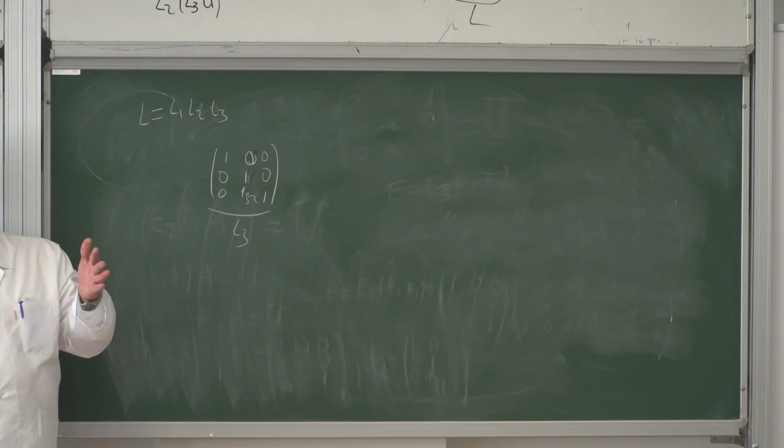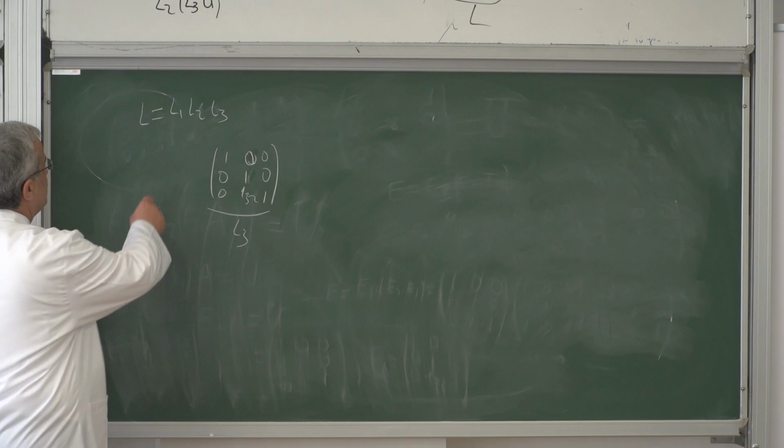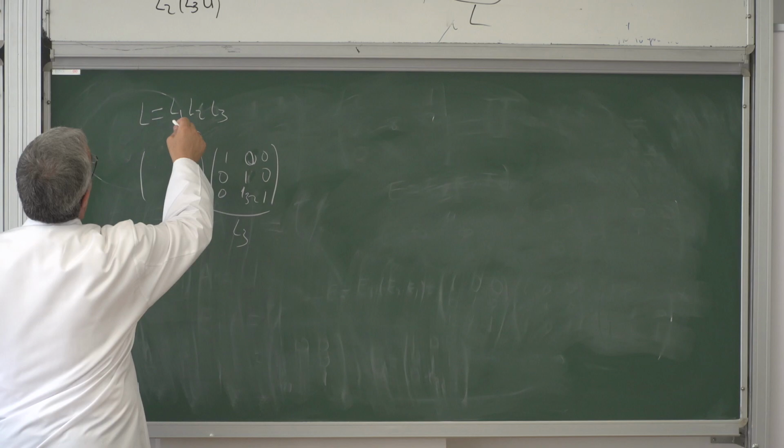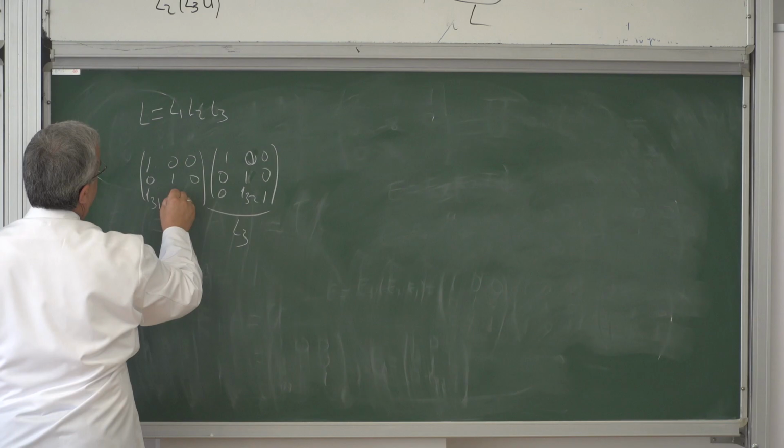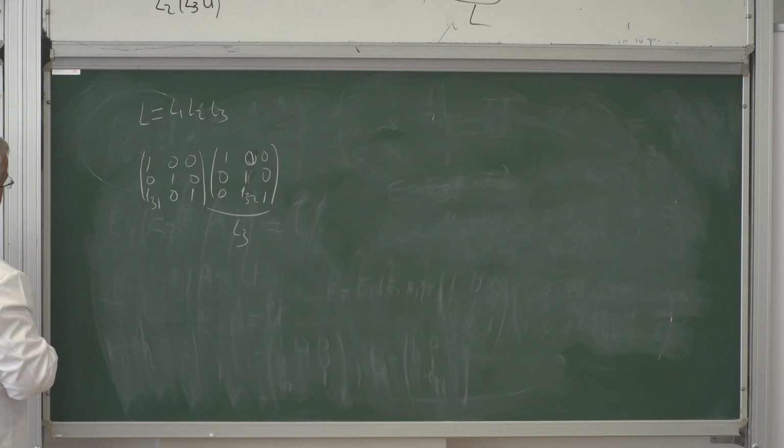Okay. And L2, so I'm now doing this. L2 is what? It is 1, 0, 0, 0, 1, 0. This is L31, 0, 1. Okay? Okay, what is the result of this? This is L2.